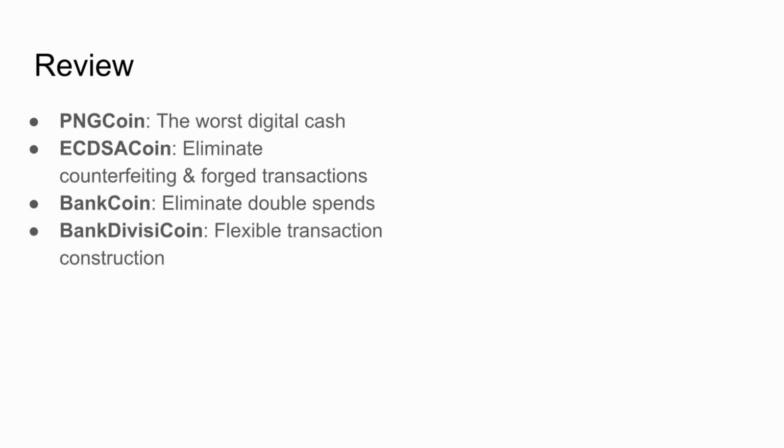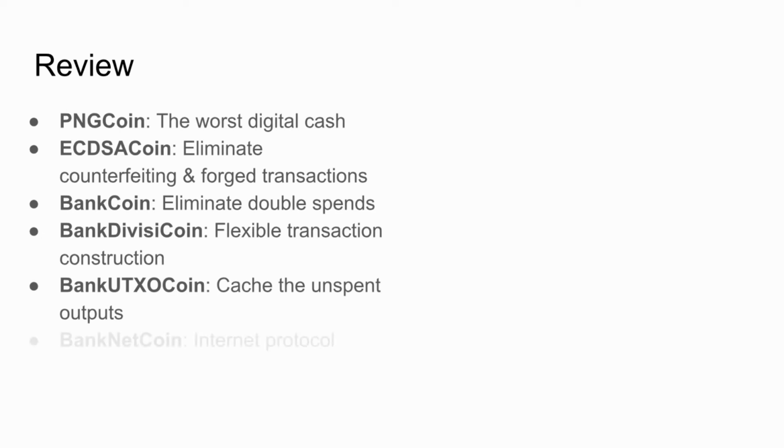Then we made Bank Divisicoin. We made transaction construction more flexible and allowed for multiple inputs and multiple outputs, so if you have a bunch of coins, you could just send a very small amount of them to someone else. The next thing we did was make this Bank UTXO coin, where we would cache the unspent outputs, so we didn't have to do a for loop over the entire blockchain every time we tried to validate or construct a transaction.